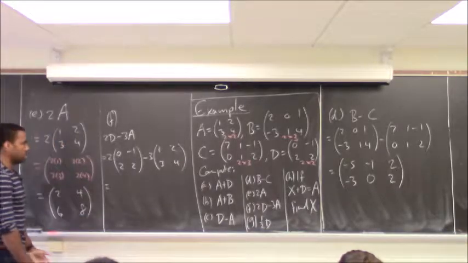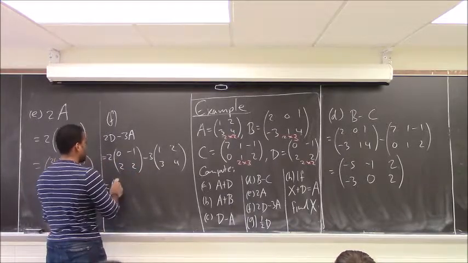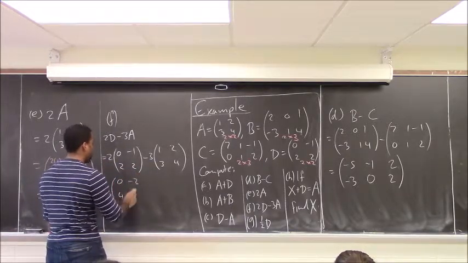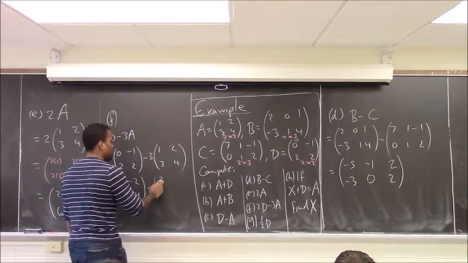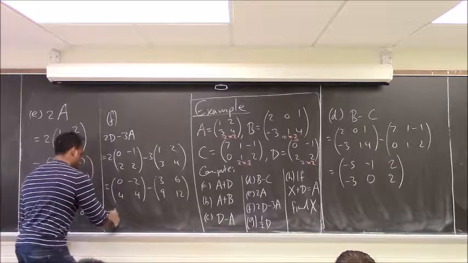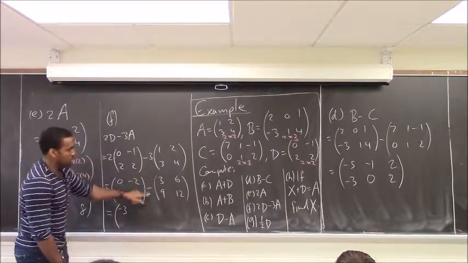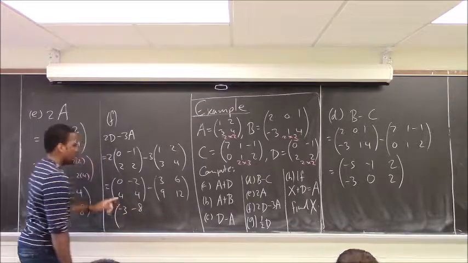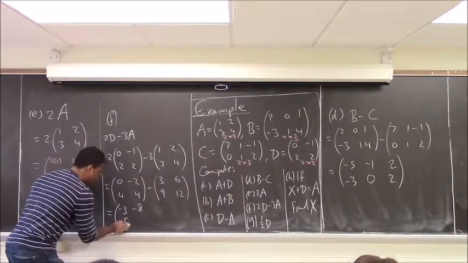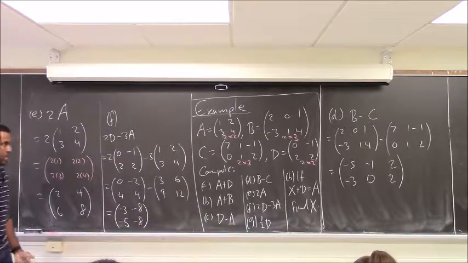PEMDAS still applies. I'm going to apply the scalar multiples first. So this is 0, minus 2, 4, 4, minus 3, 6, 9, 12. And then I'm going to subtract those. 0 minus 3, minus 2 minus 6, 4 minus 9, 4 minus 12. So that's the answer there.